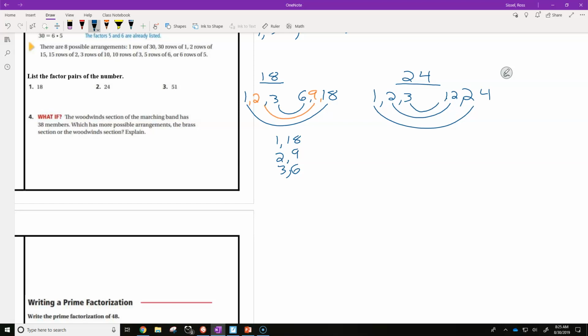Can you erase the 18? Because everybody's looking at the 18. 3 times 8.